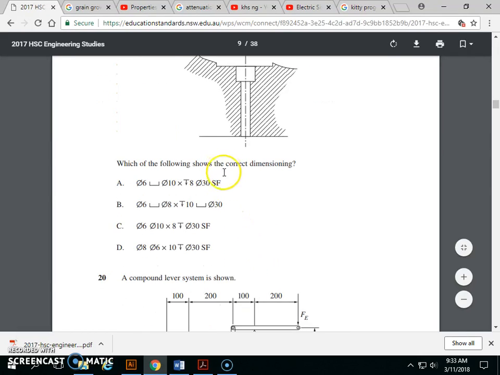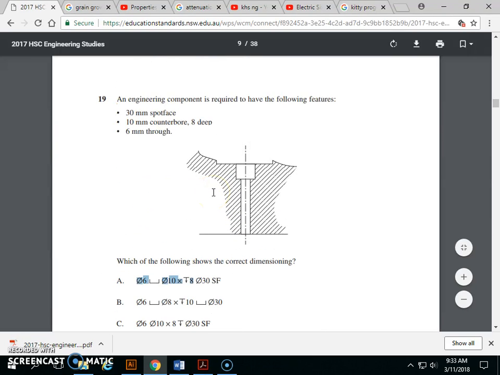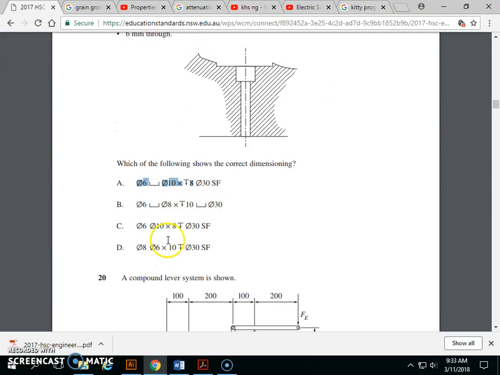Now, we don't even have spot facing in the book, so let's have a look. How would I write that? Well, yeah, that makes sense. So we can cross B out. Okay, so it's going to be 6, 10. Is it 8 mil deep? Yep. So I'm going to say A is looking good.